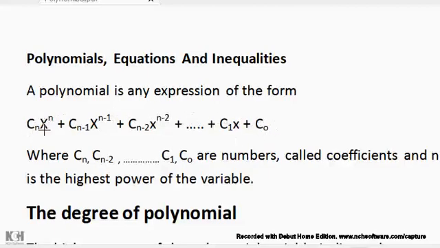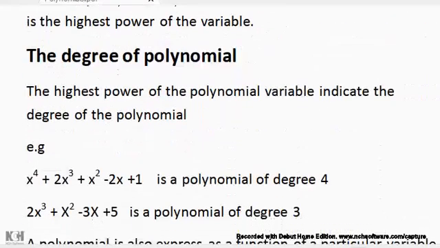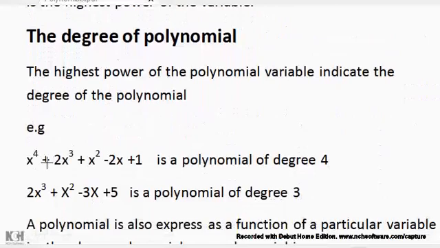So at the very first term of the polynomial, the variable being x has a power of n. Then at the second term, the power of the variable reduces by 1. At the third term, the power of the variable reduces by 2, till the variable becomes 1. So for example, you have x raised to power 4 plus 2x raised to power 3 plus x raised to power 2 minus 2x plus 1. Okay, so this is a polynomial.